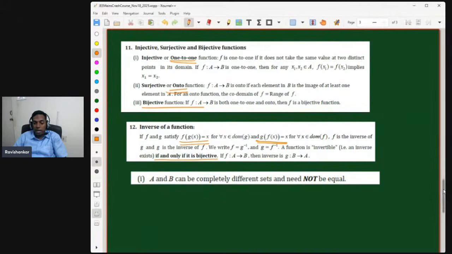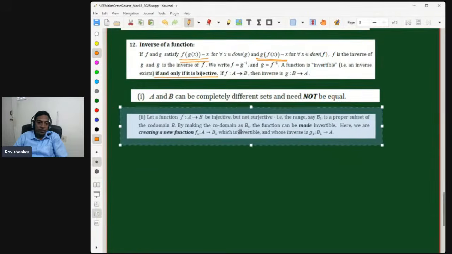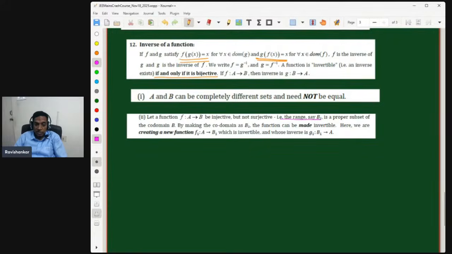And then the last point we have said: if a function is injective but not surjective, that means the range, which is say b1, is a proper subset of the codomain, so the range is not equal to the codomain. But if you make the codomain b1, the function can be made invertible. So a new function f1, which is a to b1, will be invertible if it is injective in the first place. These are some ideas related to injective, surjective, etc. So these are the key things in functions.